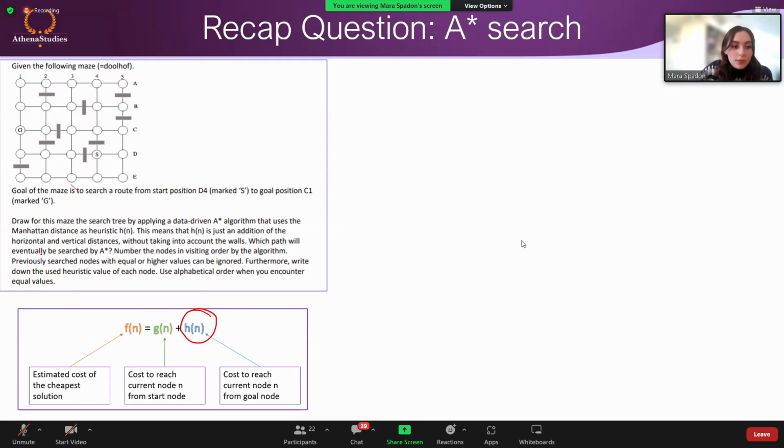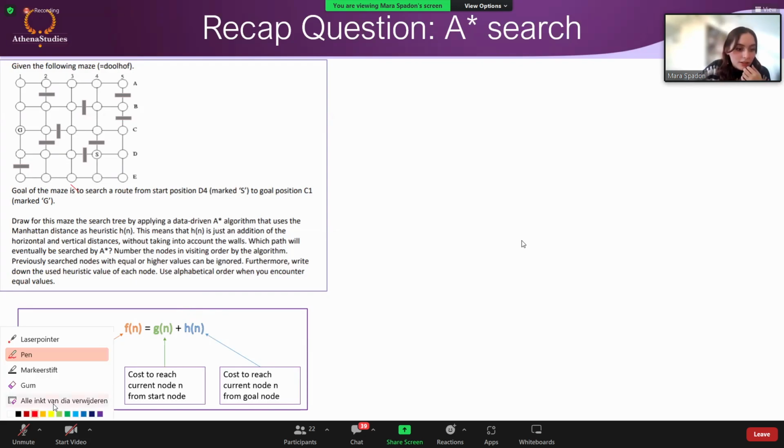The question is, which path will eventually be searched by A-star? Number the nodes in visiting order. Previously searched nodes with equal or higher values can be ignored. Furthermore, write down the used heuristic value of each node. Additionally, you can use alphabetical order when you encounter equal values. Okay, that is a lot of information. Let's just try it together.